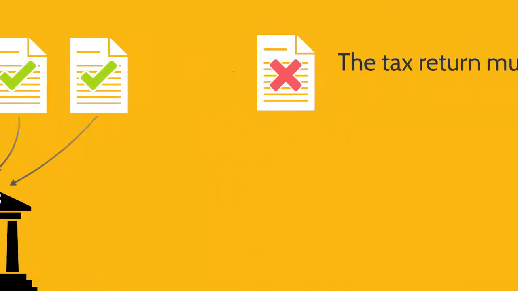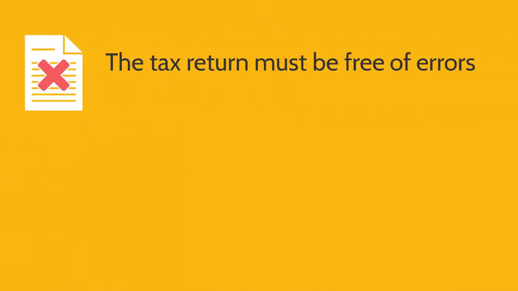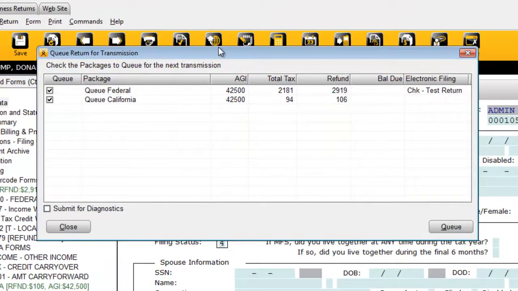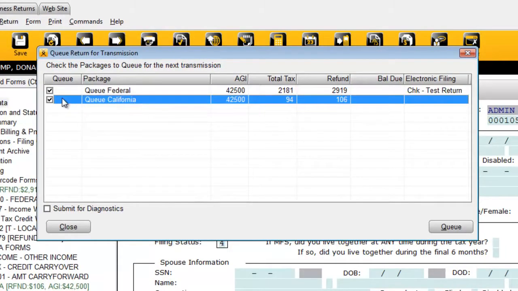state. Please note, if the tax return contains errors, you'll be prompted to fix those errors before it can be queued for transmission. If the tax return is free of errors, you'll be presented with the Q return for transmission window. From here, you can select or deselect the tax return packages you want to queue for transmission. In my case, I'd like to queue both the federal and state package for this tax return. Once you've selected the packages you want to queue, click the queue button.